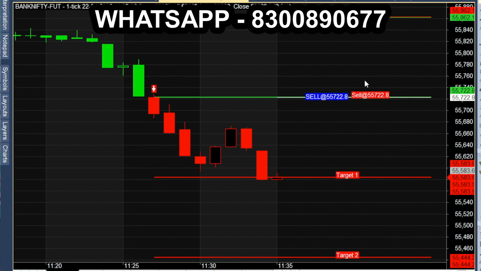So the sell call generated, and it broke out the first target range within 10 minutes of the sell call being generated. Like this, the call is generated and breaks out the target.